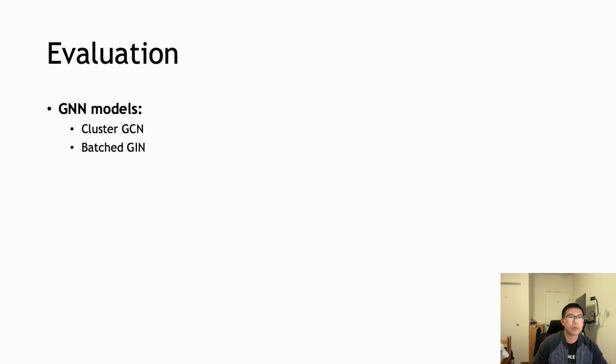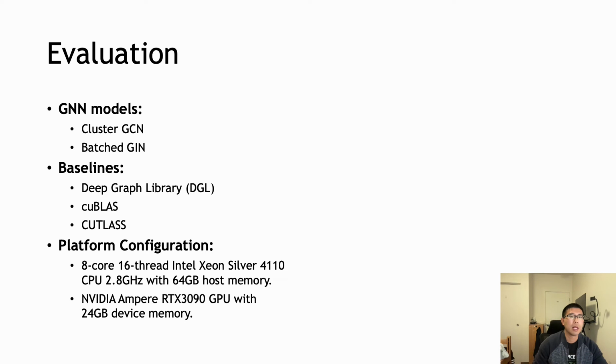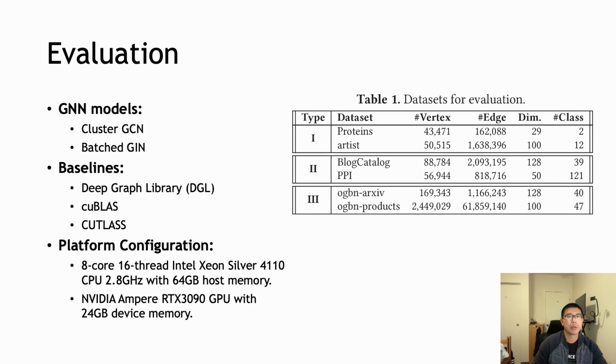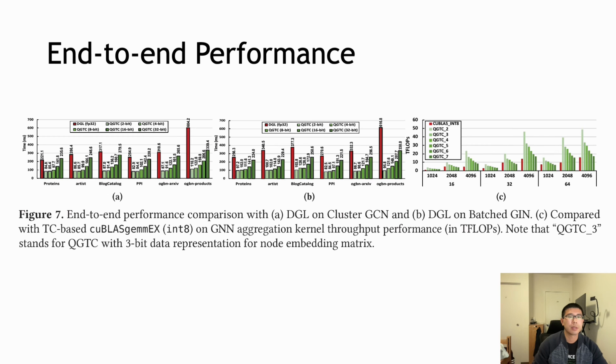In our evaluation, we evaluate several models, including the Cluster GCN model and batched GIN model, and we compare several baselines, including the Deep Graph Library, cuBLAS, and CUTLASS. We have our platform configuration on a desktop server with the NVIDIA Ampere 3090 GPU. And here the datasets cover different kinds of domains and different dataset sizes or scales.